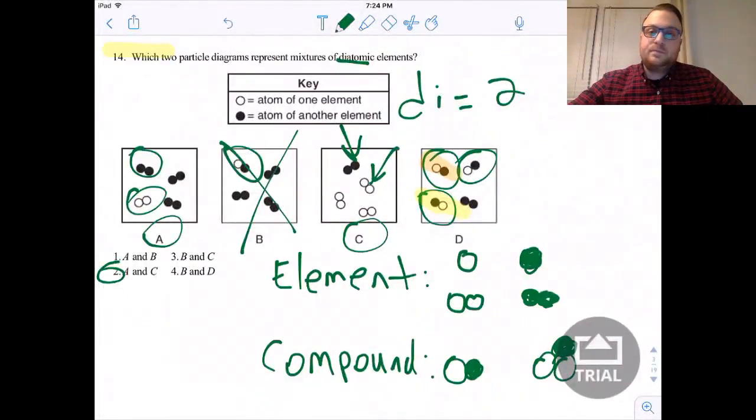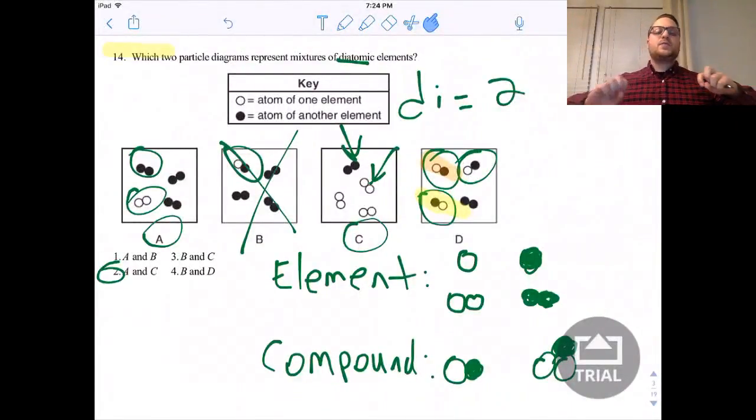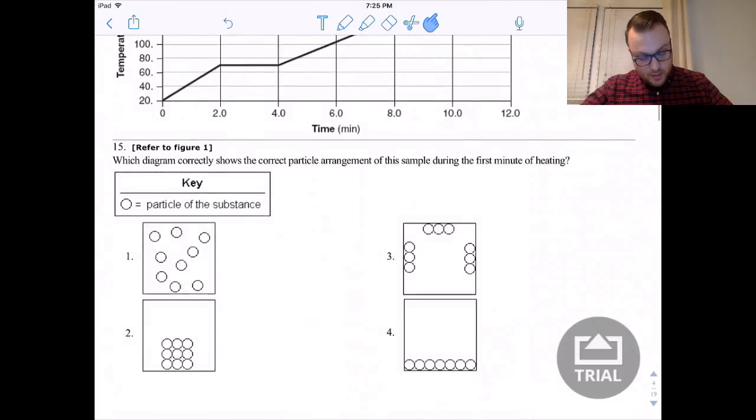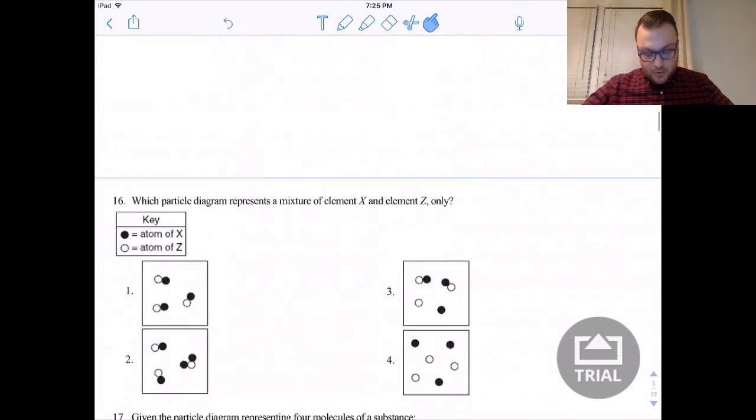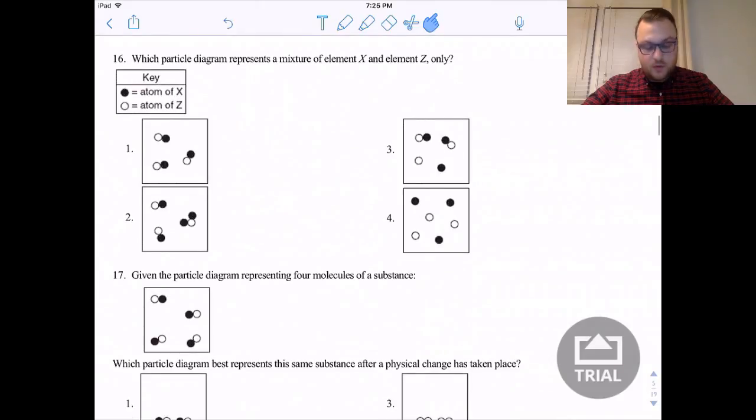Particle diagrams can be tricky. There's so many ways they could ask about it. They could ask about elements, compounds, mixture of elements, mixture of compounds, mixtures of elements and compounds. They could ask you for a particle diagram and ask for a mixture of elements and compounds as a solid. So there's just a lot of things to keep in mind. So take your time, make sure you fully understand the question, get it right, move on. We kind of went over both of those already, heating and cooling curves with particle diagrams.